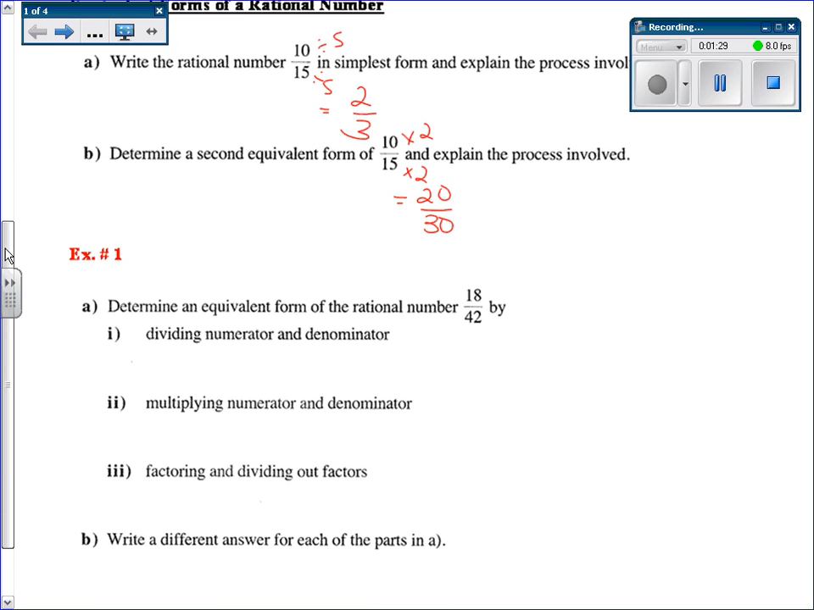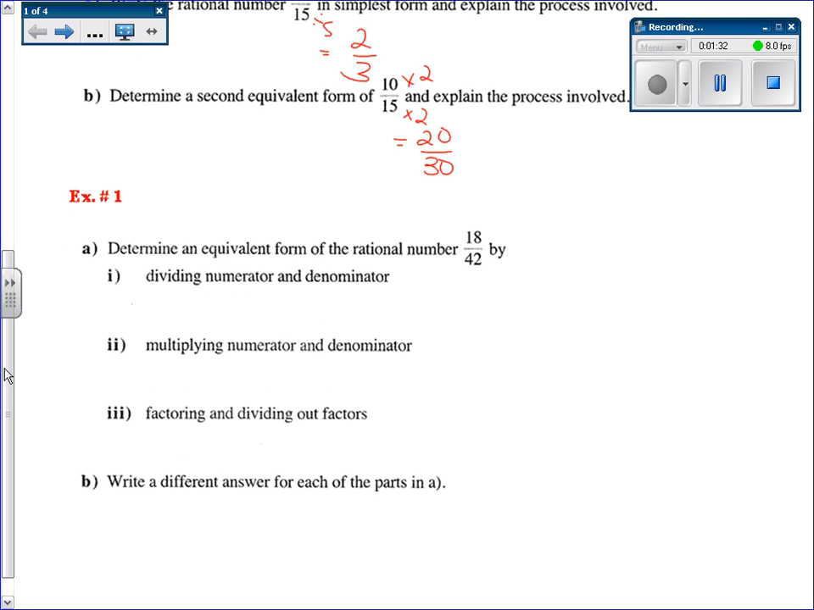So determine an equivalent form of the rational number 18 divided by 42 by dividing the numerator and the denominator. So dividing, we're going to look at the biggest number that goes into both 18 and 42, and that's 6. So 18 over 42, and we're going to divide by 6, divide by 6. So that gives us 3 over 7. Okay, we're going to multiply the numerator and denominator, so let's just say multiply them both by 2. So 18 times 2 over 42 times 2, which gives us 36 over 84.